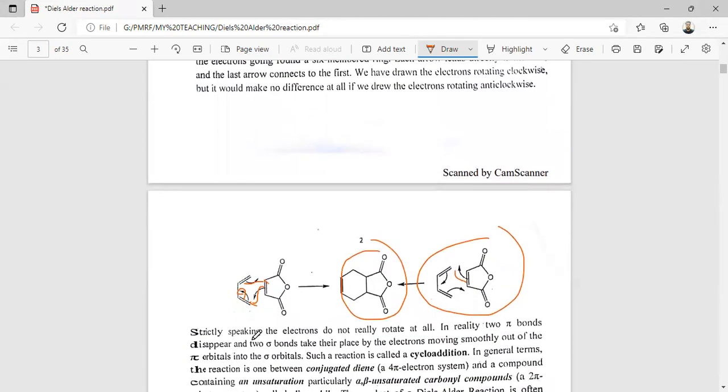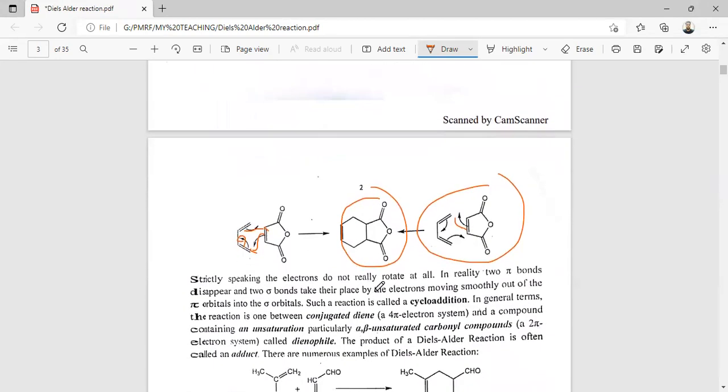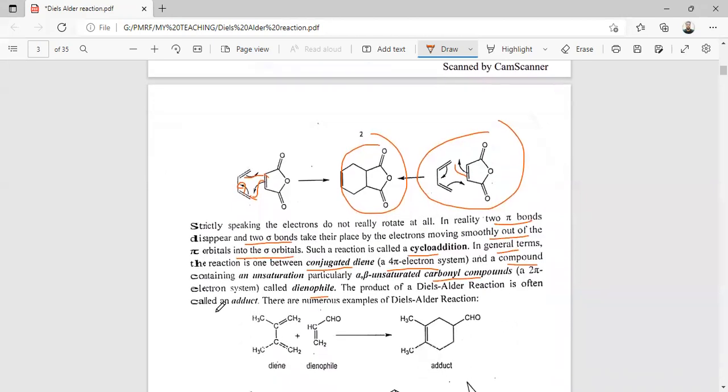Strictly speaking, the electrons do not really rotate at all. In reality, two pi bonds disappear and one sigma bond takes their place, the electrons moving smoothly out of the pi orbital into the sigma orbital. Such a reaction is called a cycloaddition. In general terms, the reaction is one between a conjugated diene, a 4 pi electron system, and a compound containing an unsaturation, particularly an alpha beta unsaturated carbonyl compound, called the dienophile. The product of the Diels Alder reaction is often called an adduct.